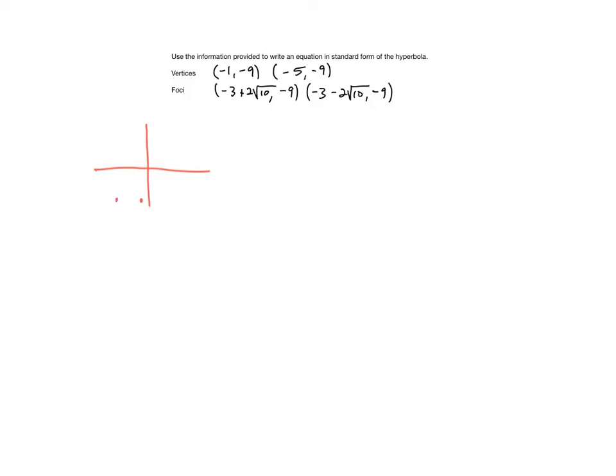If that's the case, then this would be the transverse axis, and this would be a hyperbola opening to the right and left. Since it's going to the right and left, we know a lot of things. Number one, we can figure out where the center is, because that's halfway between the vertices. So the center is halfway between -1 and -5, which is -3, -9.